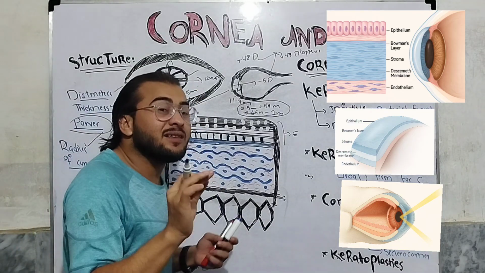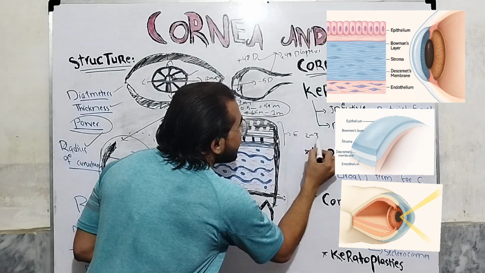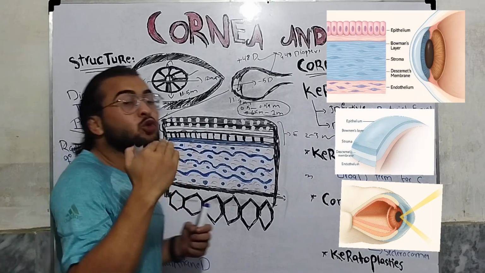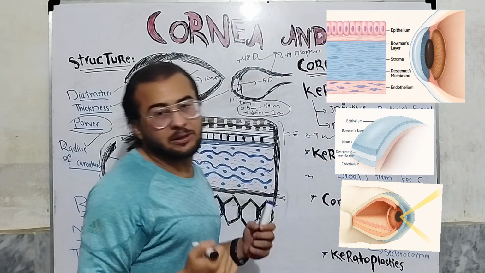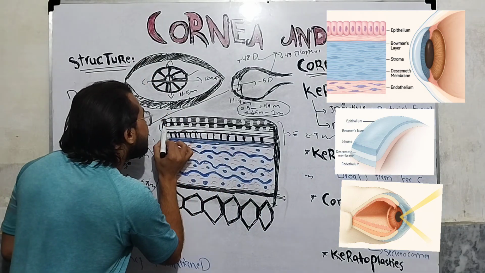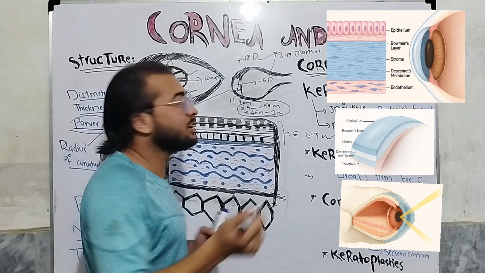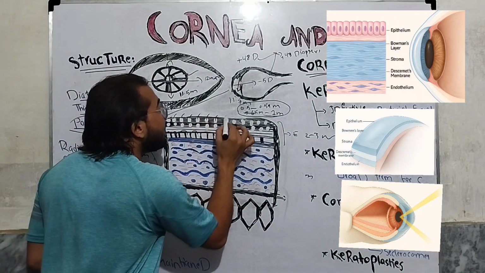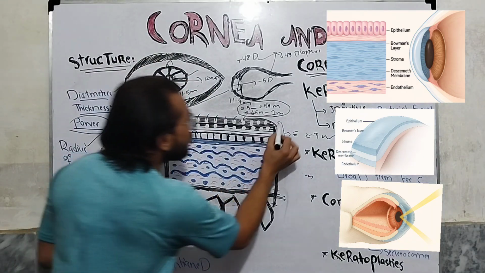Over this basal layer we have 2 to 3 layers of wing cells. And over these wing cells we have 2 layers of non-keratinized stratified squamous epithelium. These 2 layers also contain cilia, and these cilia are in contact with the tears. So this is the epithelium.